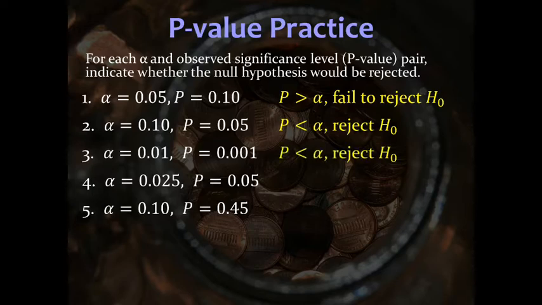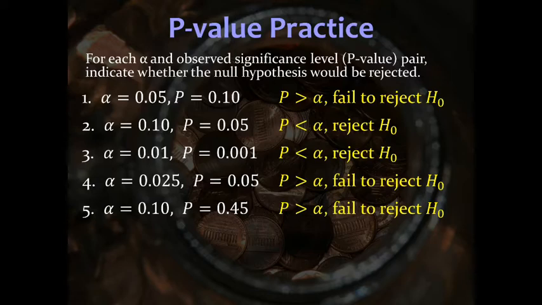All right, number 3, the p-value is less than alpha. 0.001 is less than 0.01, so you will reject the null. In number 4, the p-value of 0.05 is greater than the alpha value of 0.025, so you will fail to reject the null. And finally, in number 5, your p-value is way higher than 0.1, so again, you will fail to reject the null. Again, you do not accept the null.